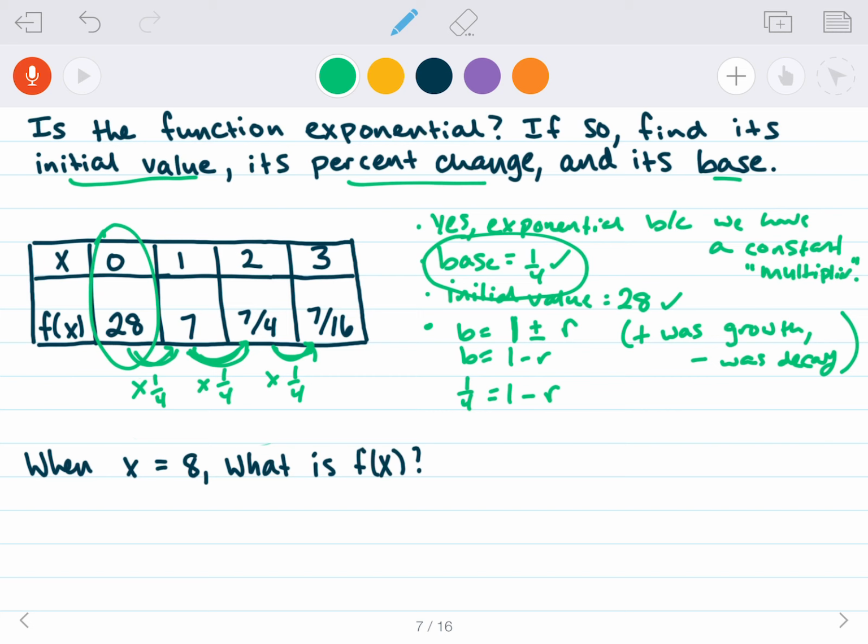You can subtract 1 from both sides to give you 1/4 minus 1 equals negative r. 1/4 minus 1 is going to be negative 0.75. Divide both sides by negative 1 to get our percent change is 0.75. So we're decreasing by 75% for each unit of time. So that was the percent change.